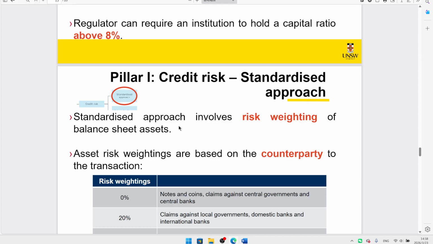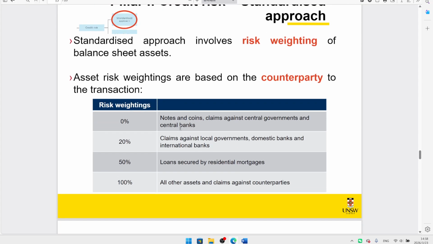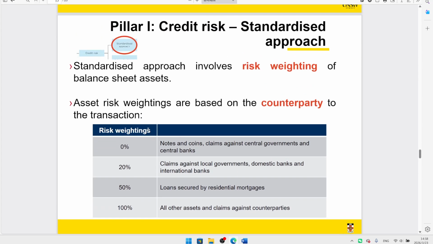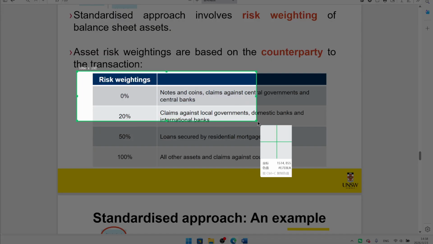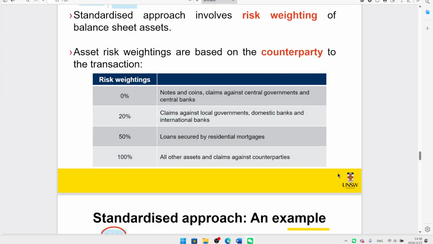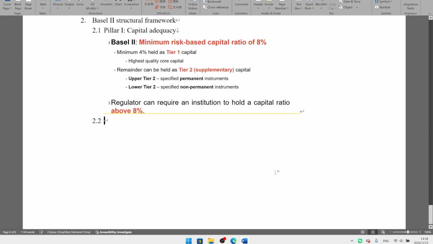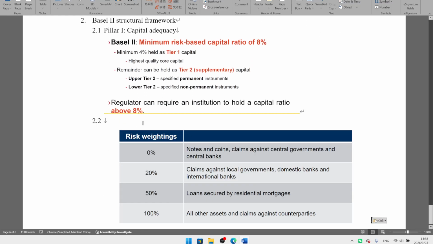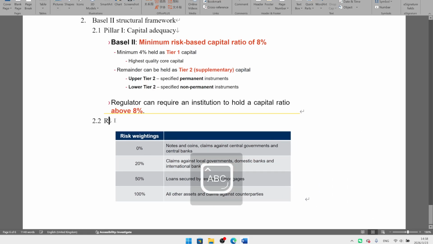Capital adequacy standard approach involves risk weighting, and we need to know the risk weighting methods.